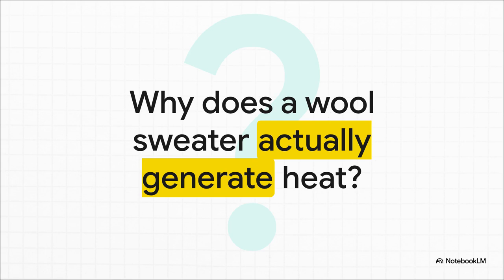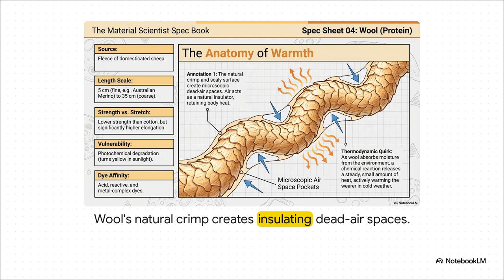It's pretty wild. It's not just a blanket. It's practically a battery. So the secret here is this amazing thermodynamic quirk. If you look closely at the anatomy of a wool fiber, it has this natural wavy crimp and a scaly surface that creates all these microscopic dead air spaces. Now this air acts as a fantastic natural insulator.